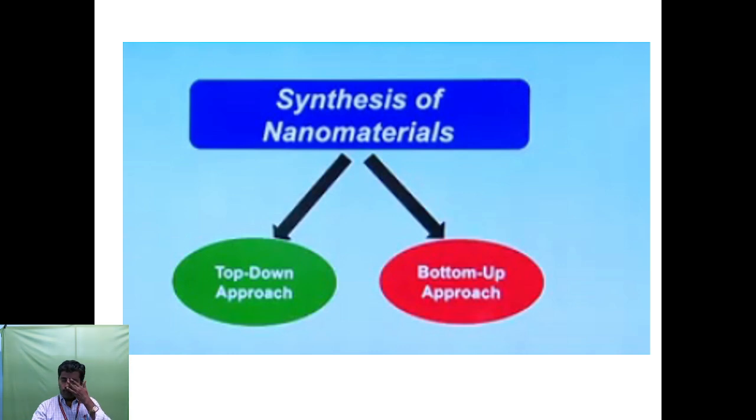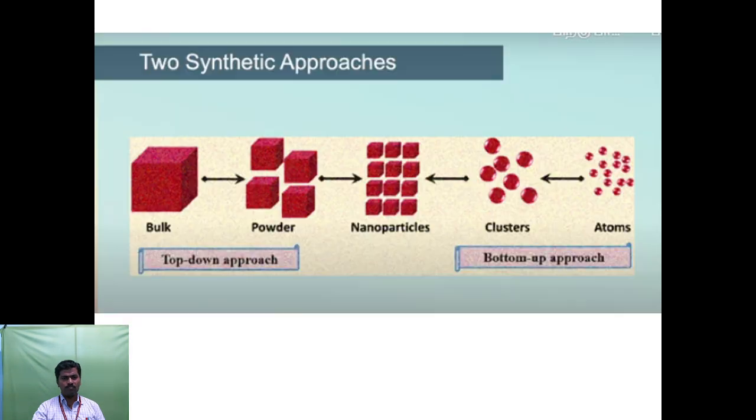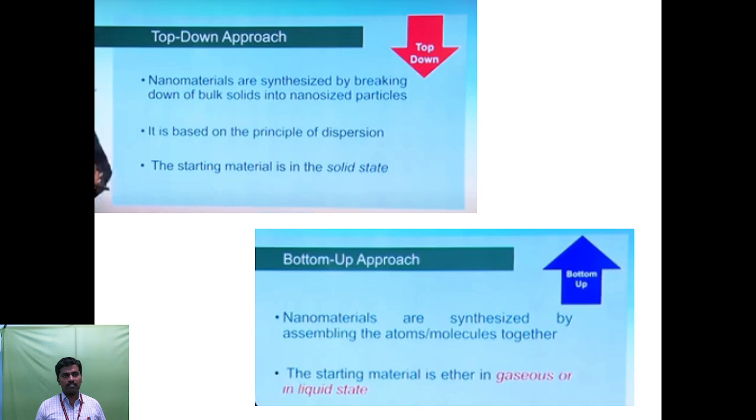Synthesis of nanomaterials: there are two methods, the top down approach and the bottom up approach. In the top down approach, nanoparticles are synthesized from the bulk material. So bulk material is converted to nanoparticles. In the bottom up method, we start from the atomic level, then it is converted to clusters, then it is converted to nanoparticles. From the smaller size to nano size, rather than bulk to nano size. These are the two approaches involved in the synthesis of nanoparticles.